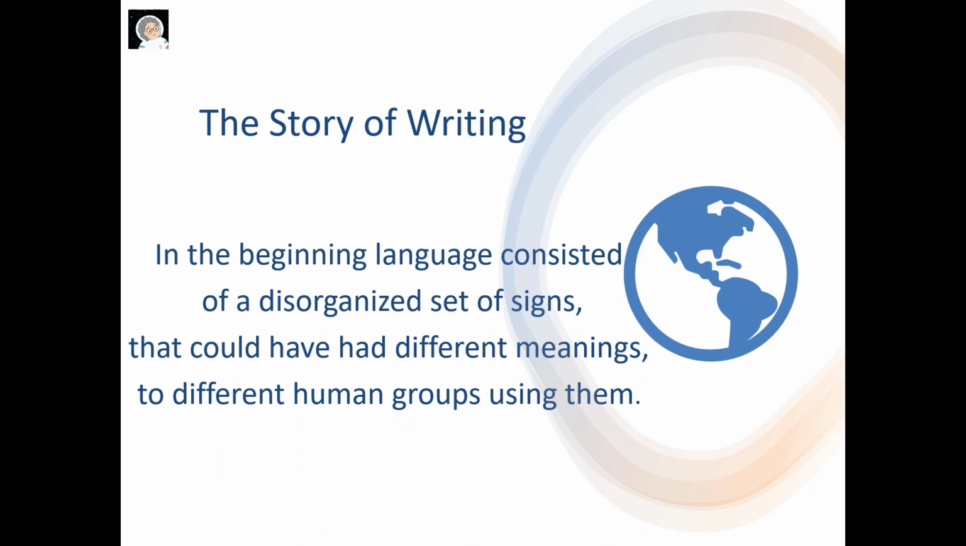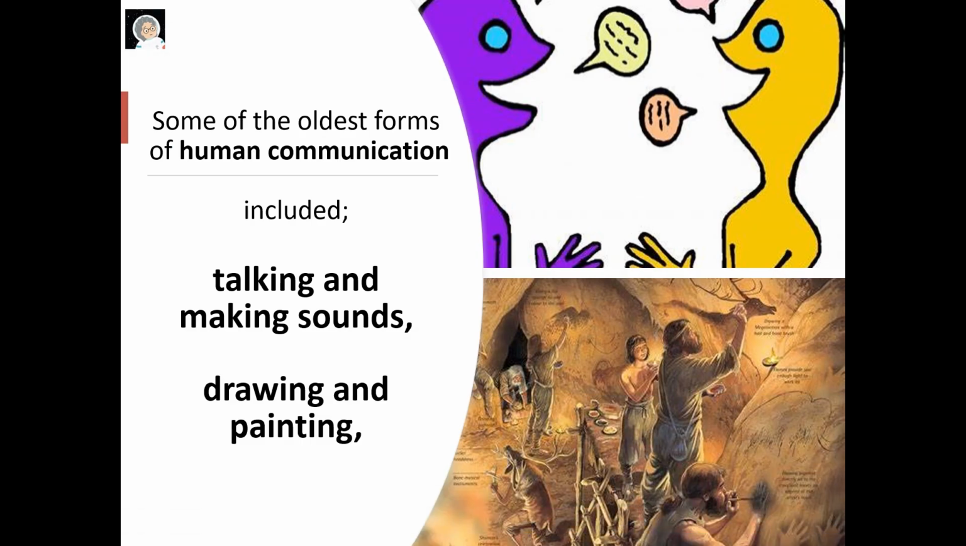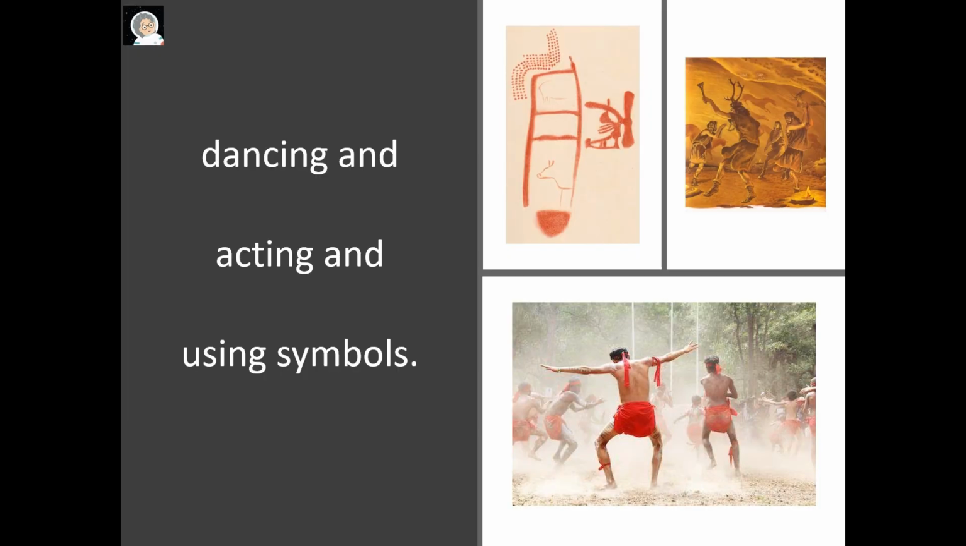The story of writing. In the beginning, language consisted of a disorganized set of signs that could have had different meanings to different human groups using them. Some of the oldest forms of human communication included talking and making sounds, drawing and painting, dancing and acting, and using symbols.